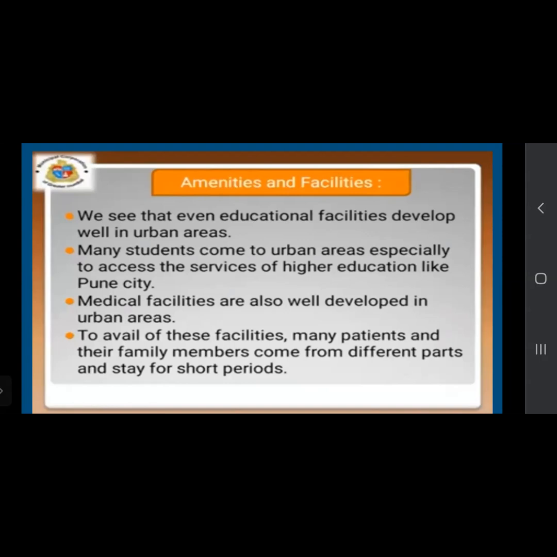To avail of these facilities, many patients and their family members come from different parts and stay for short periods. So many patients and their family members have to travel from their rural areas to the cities and stay there for a short period of time so that they can take treatment, and when they are well, they can move back to the rural areas.